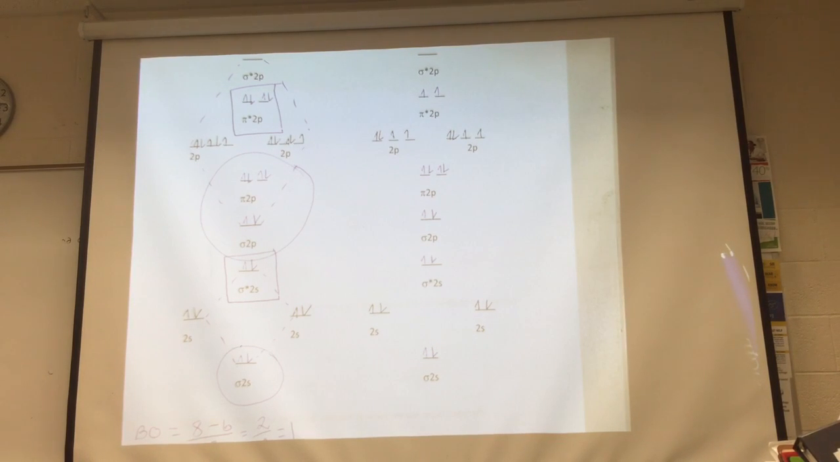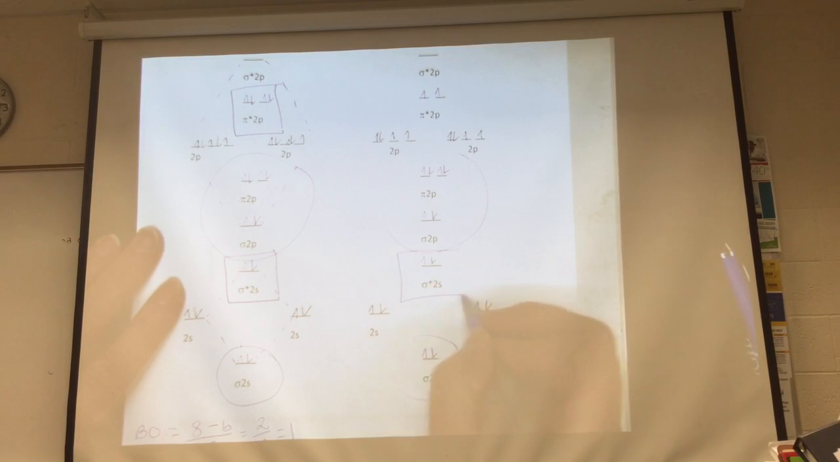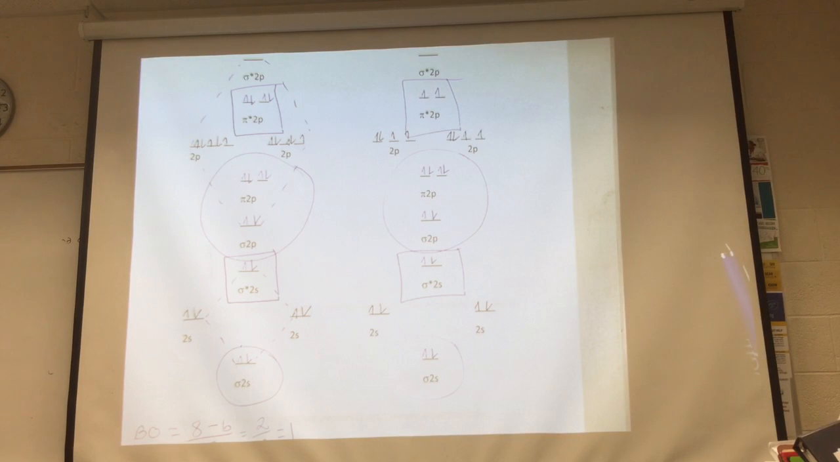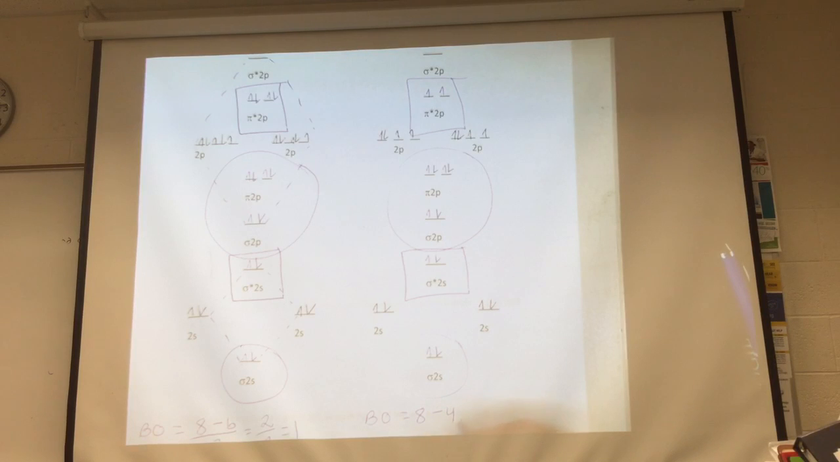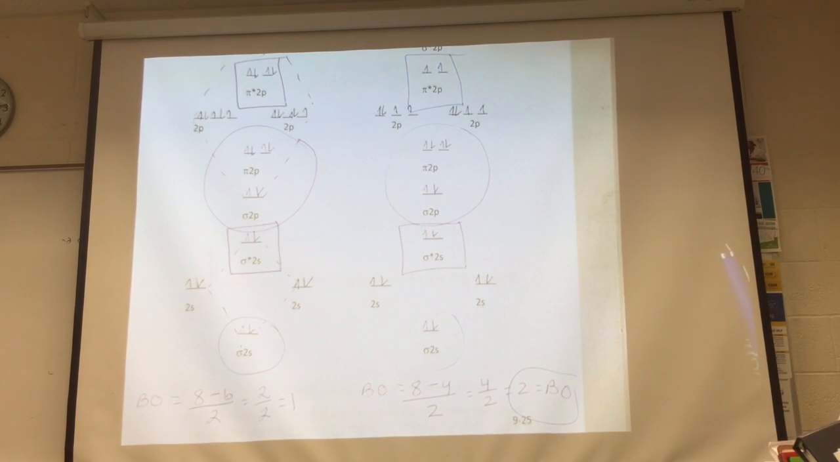Now, we look at this and we say, okay, I have bonding electrons in the sigma 2s, the sigma 2p, and the pi 2p. My anti-bonding electrons are in the sigma star 2s and the pi star 2p. I can find the bond order. I have 2, 4, 6, 8 bonding electrons minus 2, 4 anti-bonding electrons divided by 2 is equal to 4 divided by 2 is equal to 2, the bond order for oxygen. So far this is consistent with what we've seen in other theories.